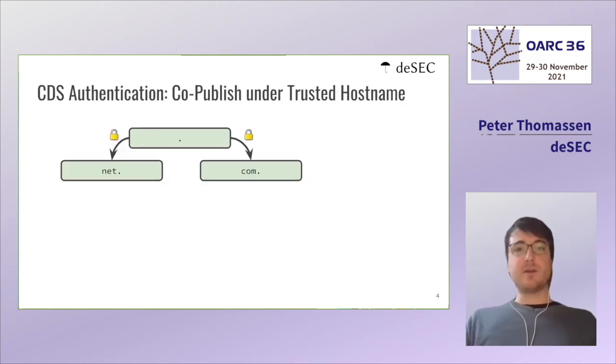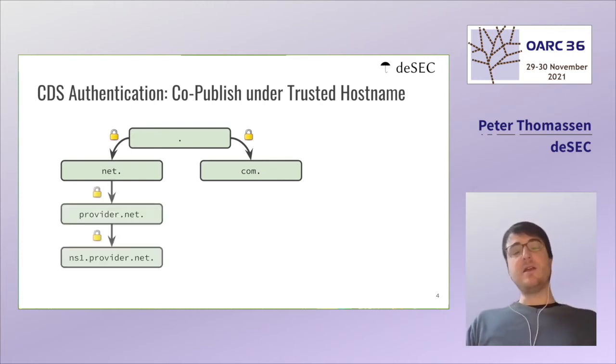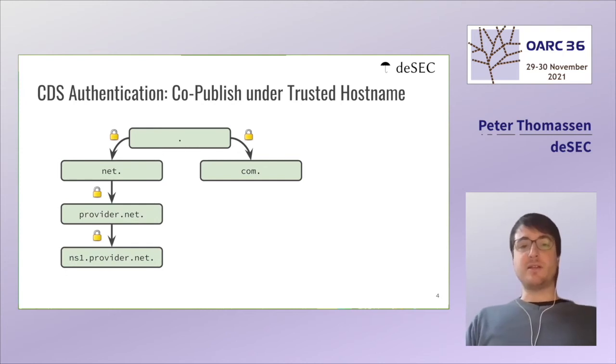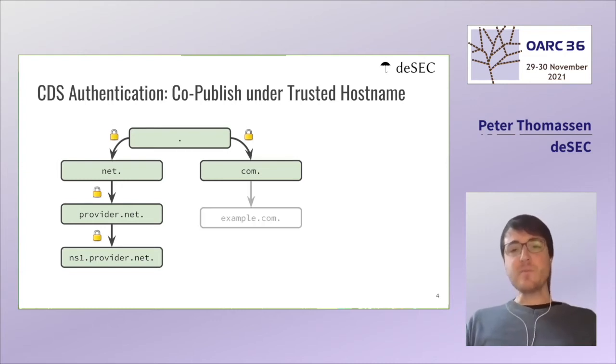Here's a quick illustration for those who like pictures more. So let's say we have the root zone, which is secure, and the net and com TLDs, which are also secure. And we have a provider with provider.net zone and dns1.provider.net name server host name. Let's assume all of this has DNSSEC. And now the customer comes and registers example.com. It will usually not be secure.